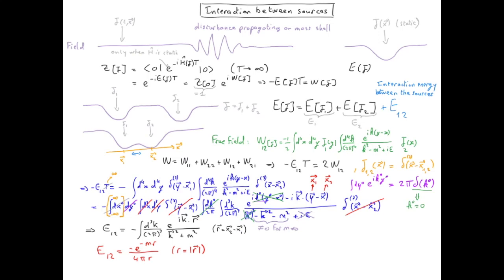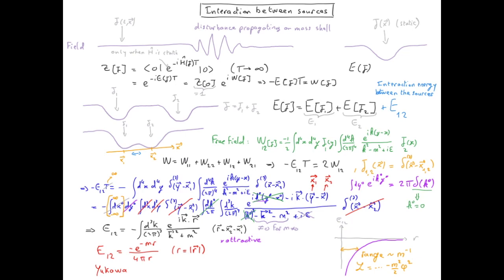This is a potential energy between 2 sources mediated by a scalar field, which is called the Yukawa potential. It depends on the distance r between the sources, and it is attractive because it's negative and diverges for small distance. Its typical range is given by the inverse of the mass. Remember that we are in natural units. Recall that the mass here is defined as a constant appearing in the quadratic term of the potential energy for the field.